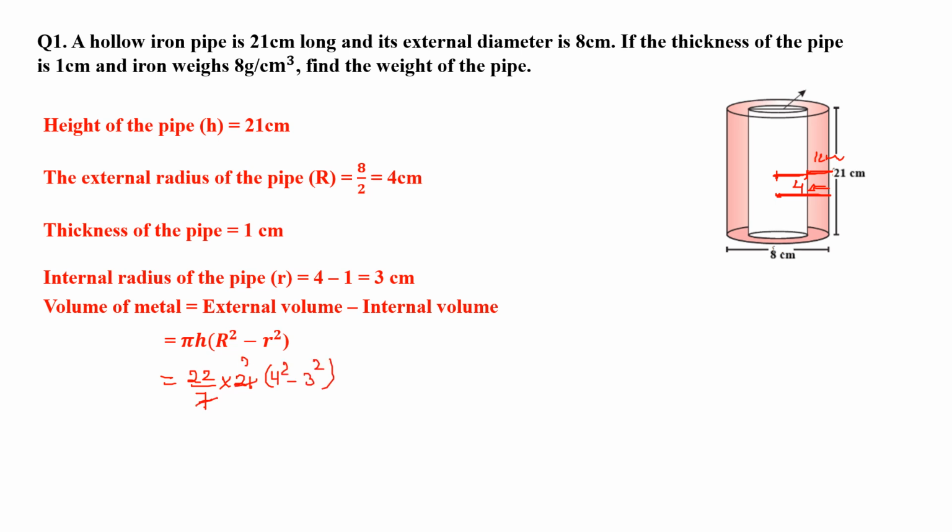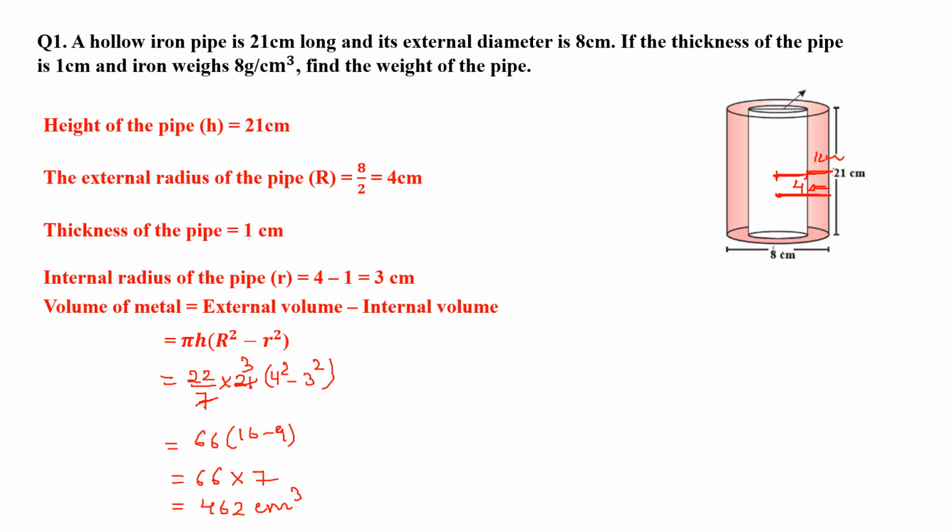So 7 times 3 is 21. 22 into 3 is 66. 16 minus 9, if I subtract it, will give me 7. And 66 into 7 is 462 centimeter cube. So this is my volume of the metal.